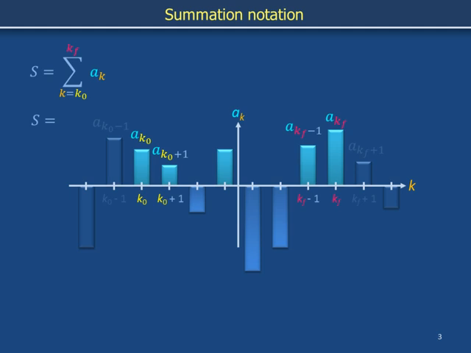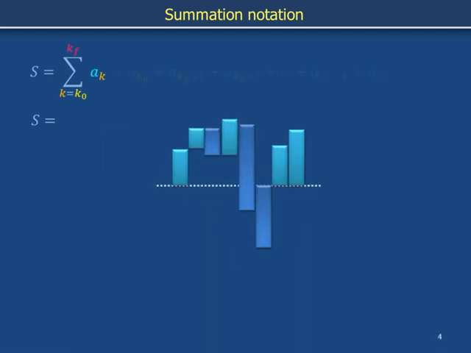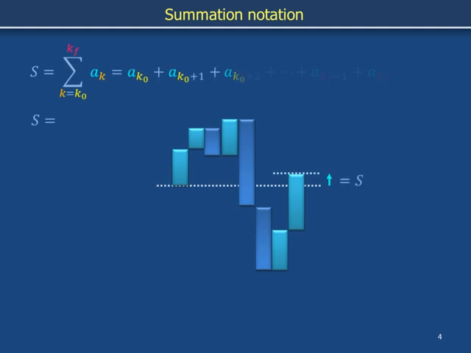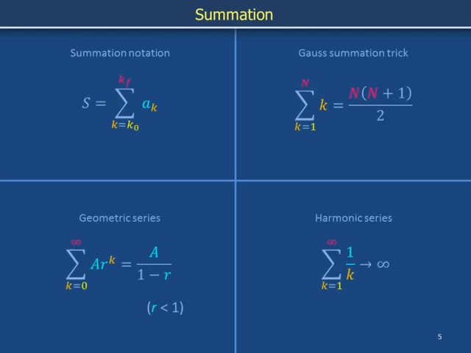Summation means to add the a_k's as illustrated by stacking these bars vertically. The net value of the a_k's is s. We have just presented how summation notation describes adding together the values of a finite collection of numbers. To practice working with this notation, we will describe the Gauss summation trick, which is used to count the number of pairwise interactions in a population of components.